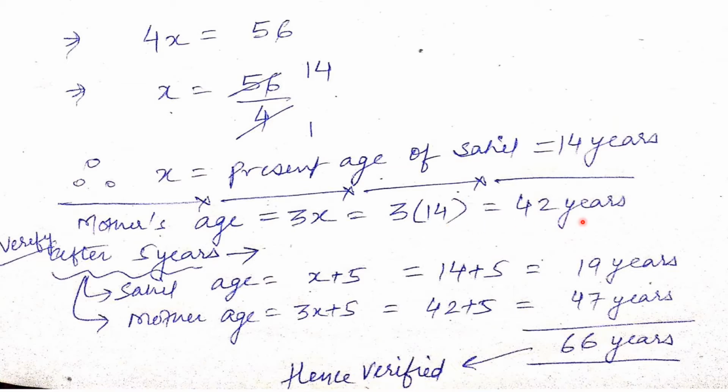Answer is 42 years. Suppose you want to verify. Question is not asking you to verify. Suppose still you want to verify whether you are correct or not. What you can do is you can find their age after 5 years.